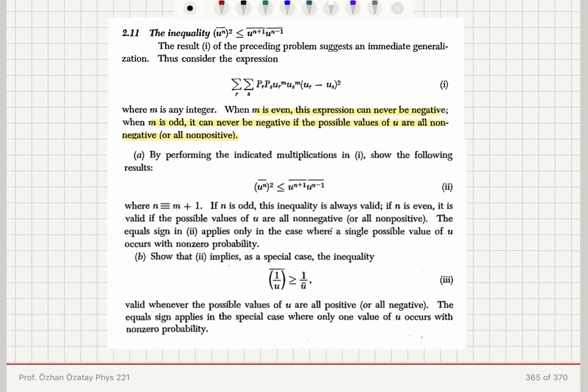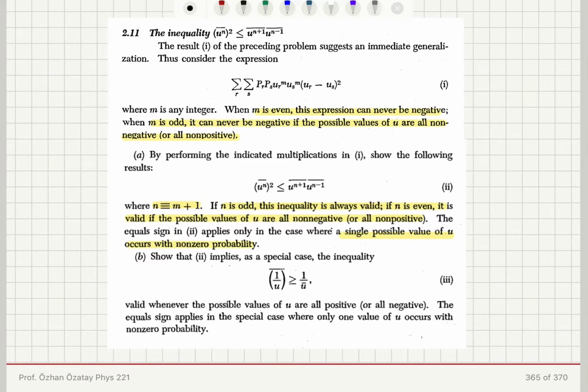The average of U to the n, squared, is less than or equal to the average of U to the n plus 1 times the average of U to the n minus 1, where n is n plus 1. If n is odd, this inequality is always valid. If n is even, it is valid if the possible values of u are all non-negative or all non-positive. The equal sign applies only in the case where a single possible value of u occurs with non-zero probability.